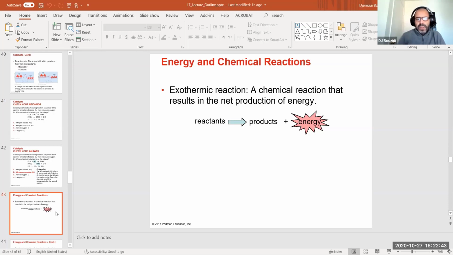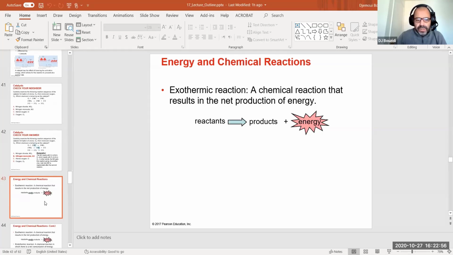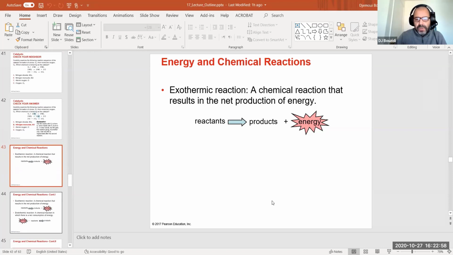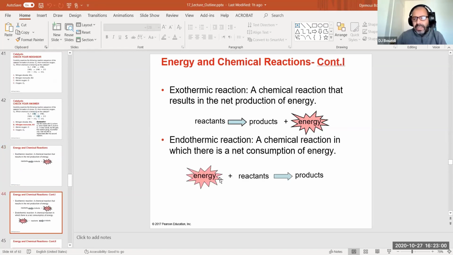Okay. So in terms of energy, again, a chemical reaction could end up producing energy in this case. And this is called an exothermic reaction. An exothermic reaction is a reaction that produces energy, versus an endothermic reaction, which actually requires energy for it to happen. So in addition to the reactants, you will need energy for the reaction to occur.